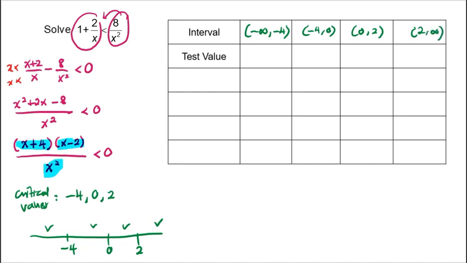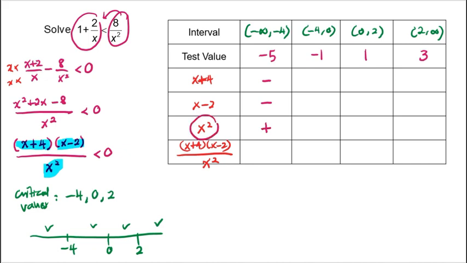Therefore, we fill up with the factors here: x plus 4, x minus 2, and x squared. Now we pick any test value first. In this case I put negative 5, negative 1, 1, and 3. Now I substitute negative 5 first inside each factor. So I have a negative number and a negative number, which will be positive. Note that when we substitute any value inside x squared, it will be a positive number.